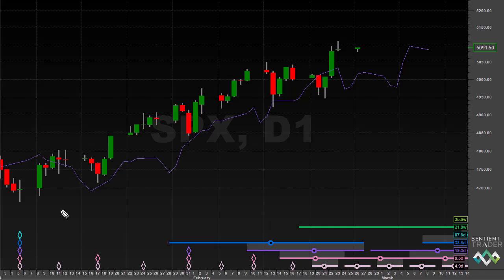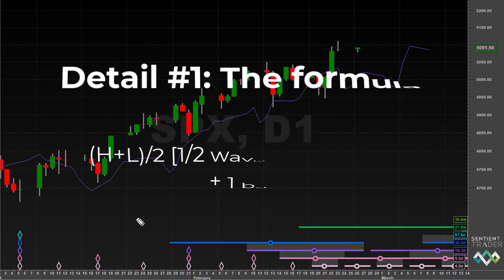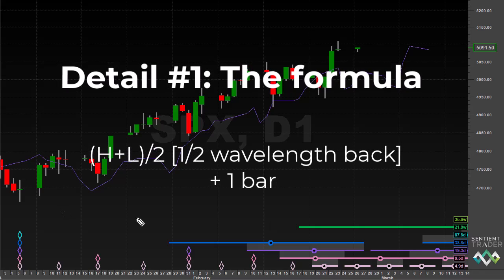The FLD itself is a very simple line. It is deceptively simple. It is the median price, in other words, the mid price between the high and low of each bar, displaced to the right on your chart. The amount that it is displaced is half the recent cycle wavelength of the cycle upon which it is based, plus 1 bar. And that is perhaps the first detail that I should mention.